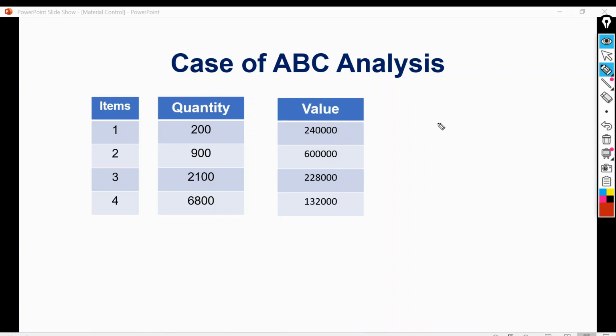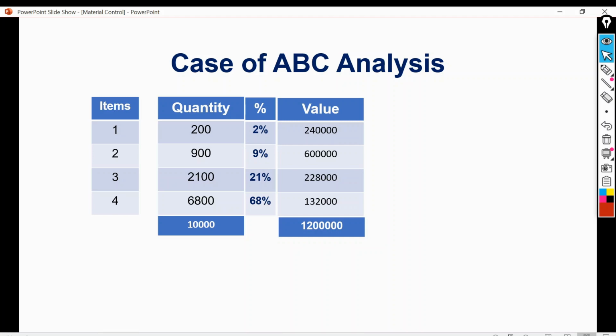Before we start the study under ABC analysis, first of all, we total all the quantity and total value of all the material held in the warehouse or godown. After that, we calculate the percentage of item 1, item 2, item 3 and item 4 in respect of total quantity held, that is, quantity 200 divided by 10,000 into 100.